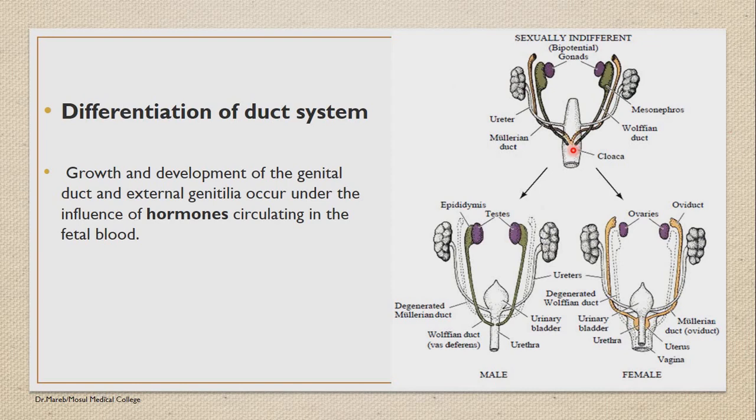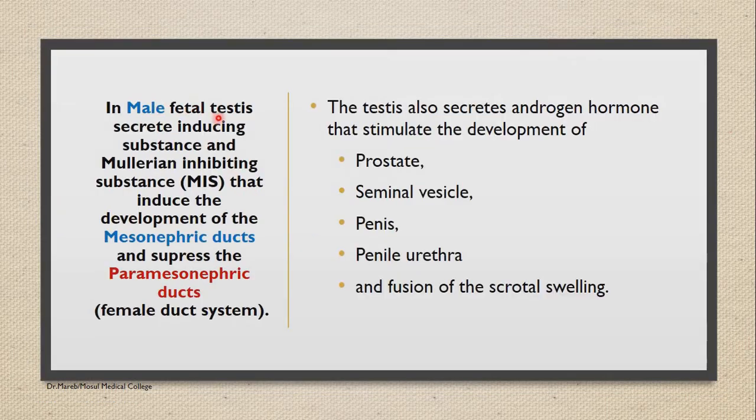The growth and development of the genital ducts and the external genitalia will occur under the influence of hormones circulating in the fetal blood. In the male, the fetal testis will secrete inducing substance and Mullerian inhibiting substance, which is called anti-Mullerian hormone, and this will induce the development of the mesonephric duct, or Wolffian duct, and suppress the paramesonephric duct, which is the female duct system. The testes also secrete androgen hormone, and this stimulates the development of the prostate, seminal vesicle, penis, penile urethra, and fusion of the scrotal swelling.